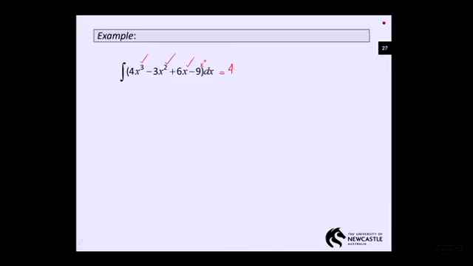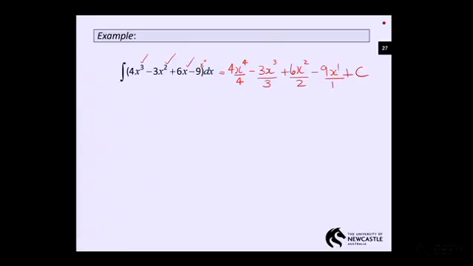The 4 stays. X goes up by 1, and then that power sits on the bottom. You've already got this written down. Minus 3 times x goes up by 1, and it goes on the bottom. Plus the 6, x goes up by 1, and it goes on the bottom. And the constant, minus 9, the x goes up by 1, so it becomes an x to the 1 over 1, and I get a plus c at the end.